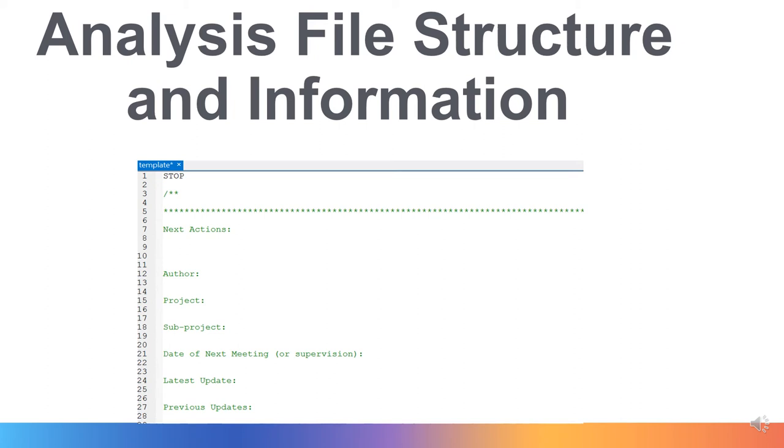But whatever system you use, whatever software or data analysis language you're using, have a system so that when you write out your syntactical commands, both in the data wrangling phase and the data analysis phase, you have some general information. So for me, this is the sort of information that might come at the start of a file: information on the author, the project, the subproject it's part of, the date of the next meeting or my next supervision, the date of the latest updates, and a track of the previous updates.